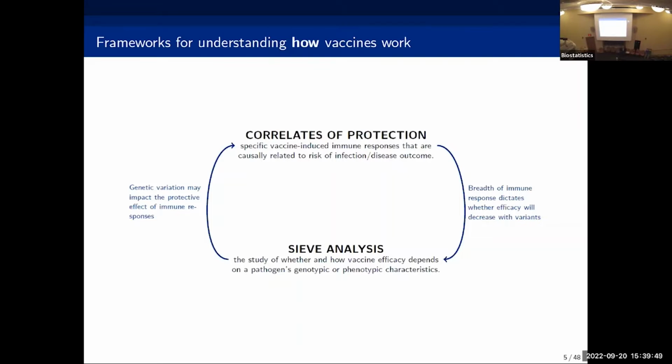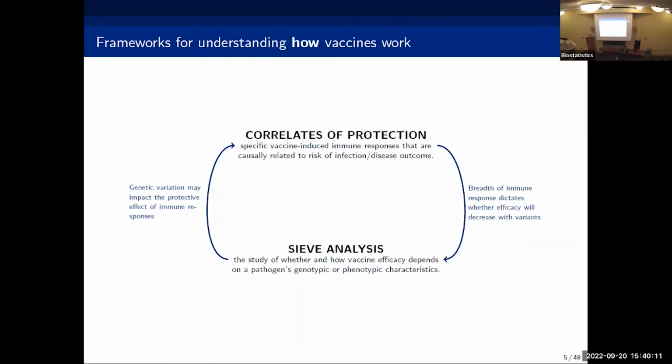So what are these areas? Correlates of protection are vaccine-induced immune responses, like an antibody response, that are causally related to an individual's risk of infection or clinical disease. And sieve analysis, on the other side of the coin, is the study of whether and how vaccine efficacy depends on the genetic or phenotypic characteristics of a pathogen.